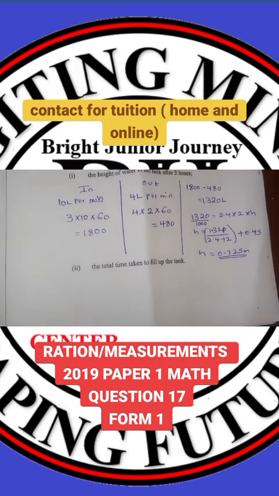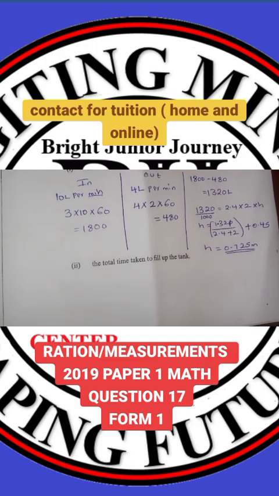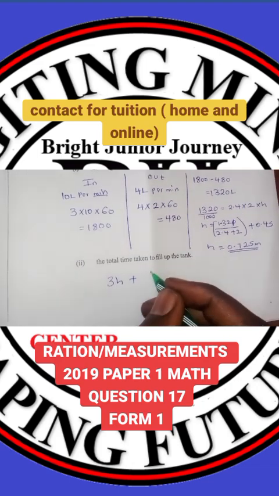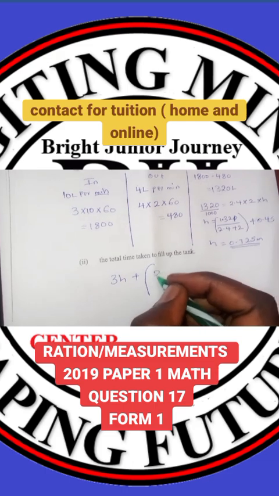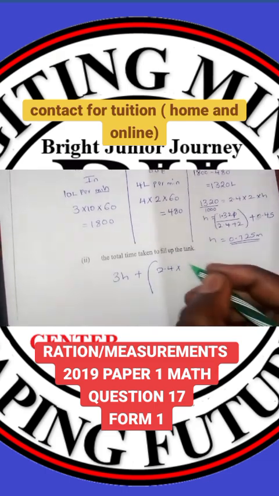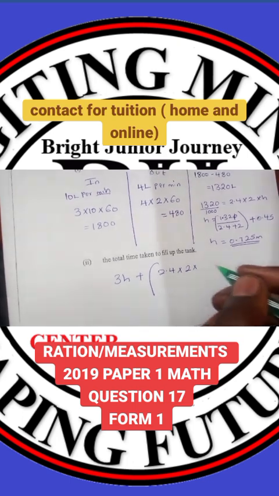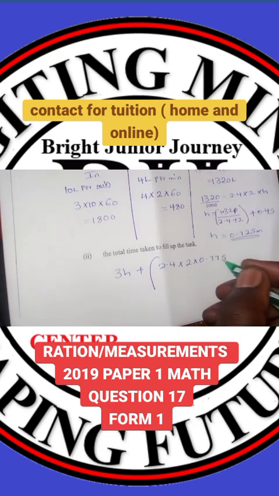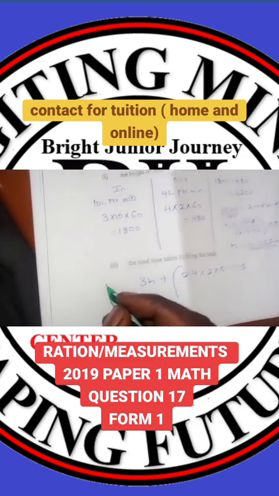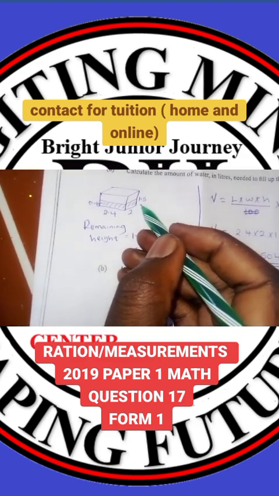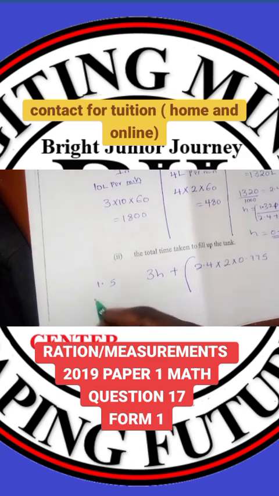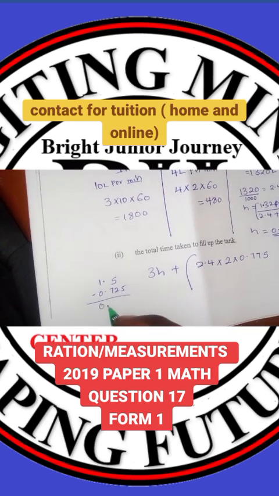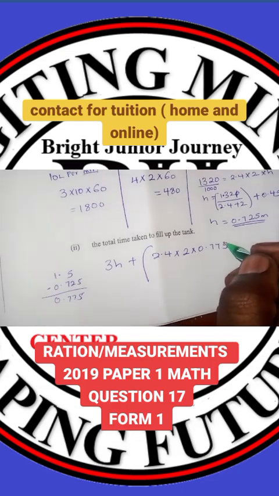Now the total time taken to fill up the tank. Initially, first of all, we had 3 hours that started, plus now the new one, we have 2.4, which is the base, times the new height, 0.775. Where are we getting 0.775? The original height is supposed to be 1.5, so we subtract 0.725, therefore you get 0.775. That's what we are going to use here.